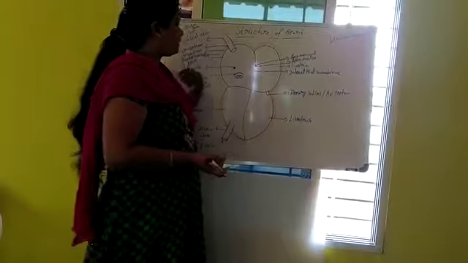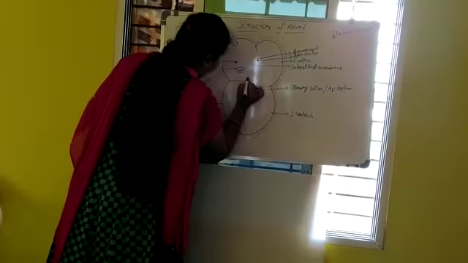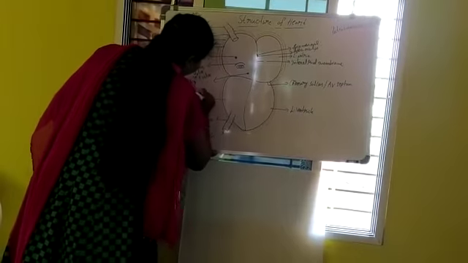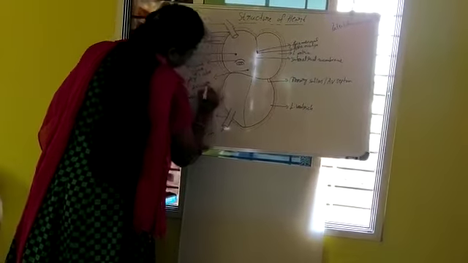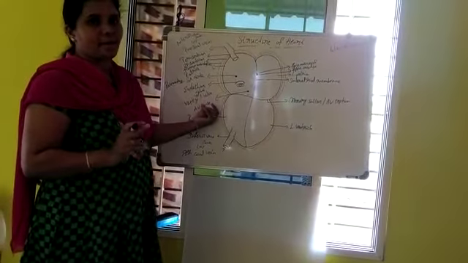Then here one more dot is there. This we can call the AV node. AV node means atrioventricular node. But it is not a pacemaker.